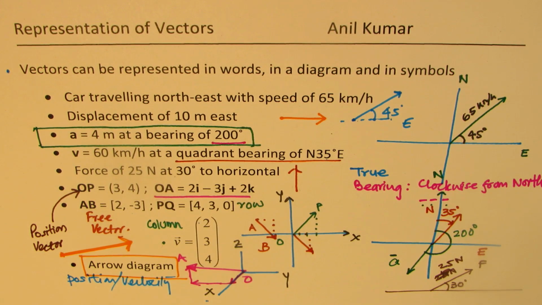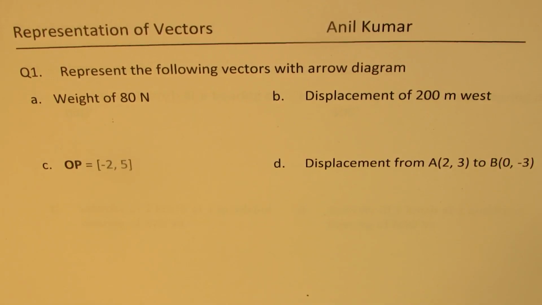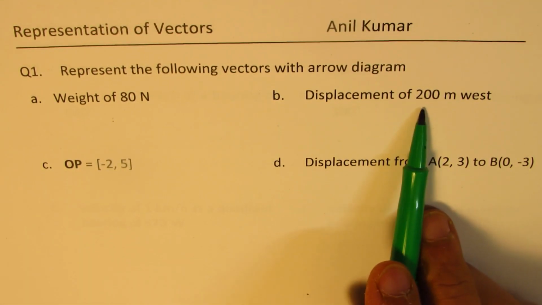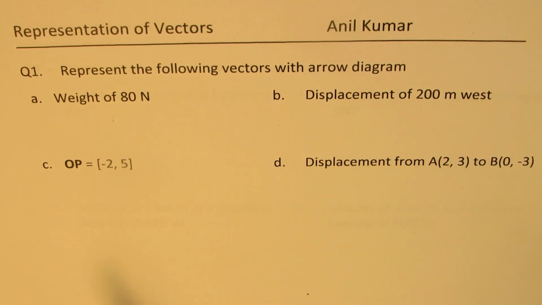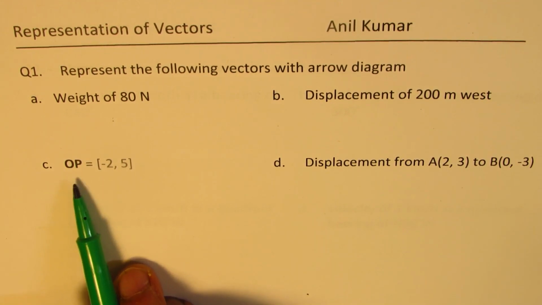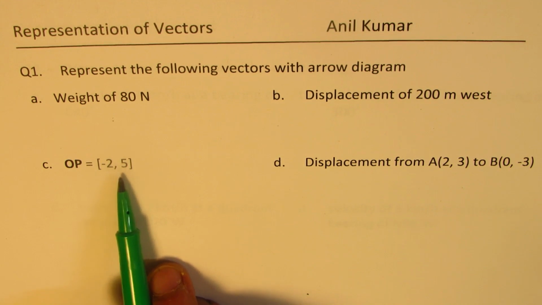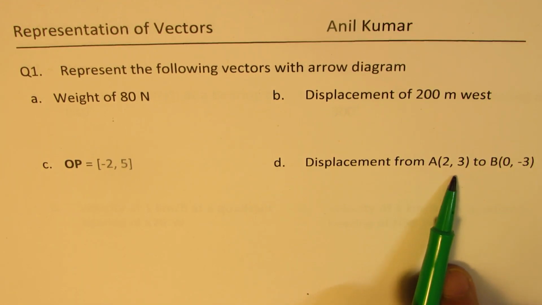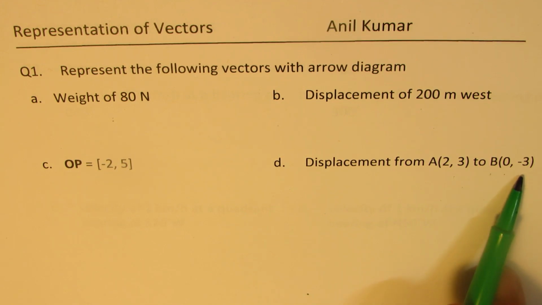Now let's take up an exercise with a few examples to understand all these concepts. Question 1 for you is, represent the following vectors with arrow diagrams. A, weight of 80 newtons. B, displacement of 200 meters west. C, OP is minus 25. D, displacement from A, which is 2, 3, to B, which is 0, minus 3.